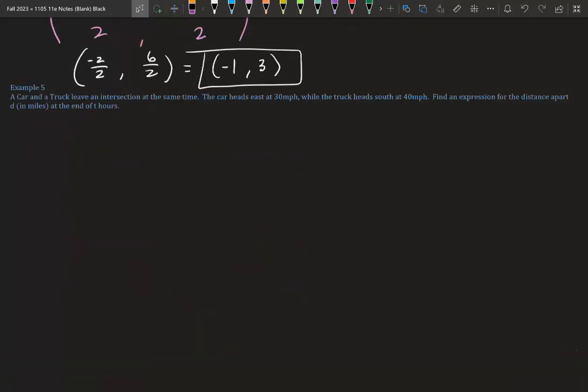Example 5. A car and a truck leave an intersection at the same time. The car heads east at 30 miles per hour while the truck heads south at 40 miles per hour. Find an expression for the distance apart d in miles at the end of t hours. So guess what again? We're going to start drawing. So we have a truck and a car leave an intersection. We're driving east and south.